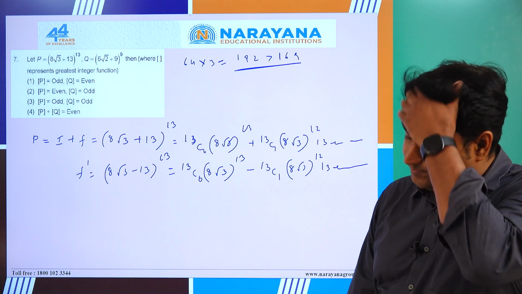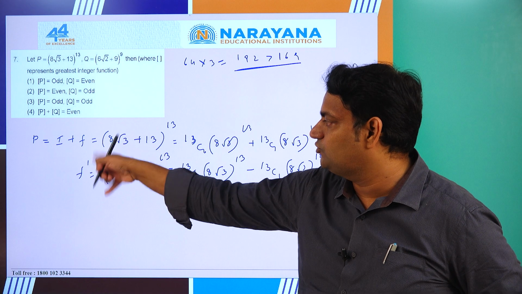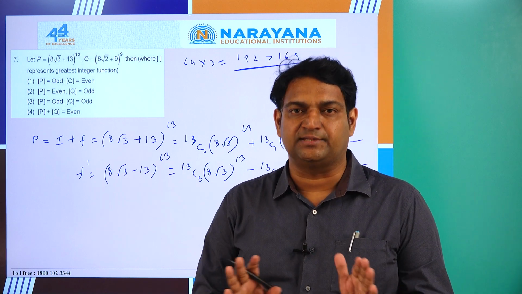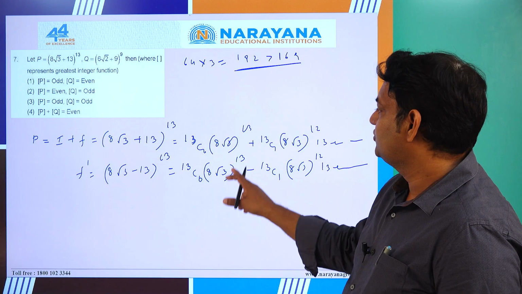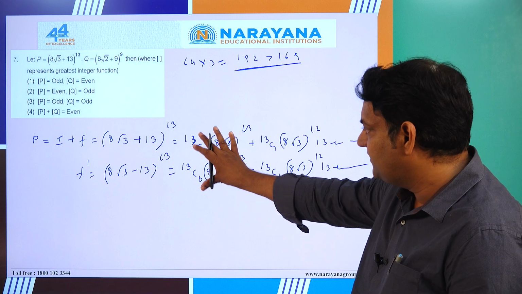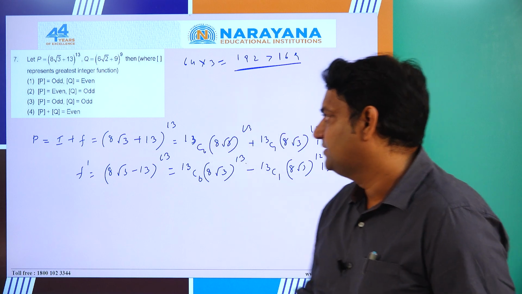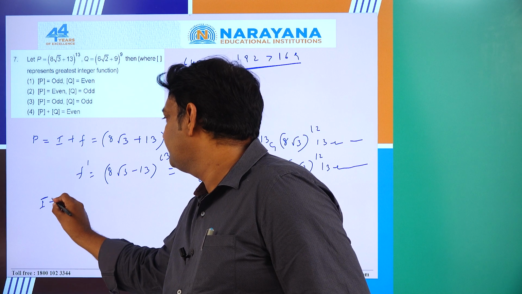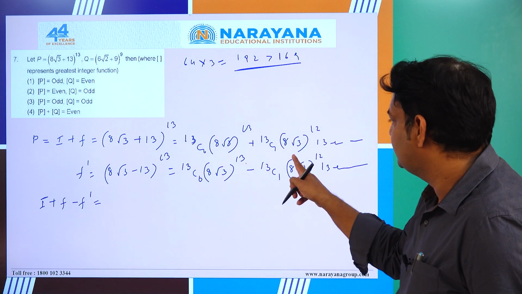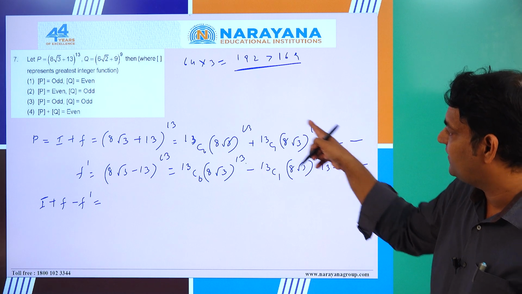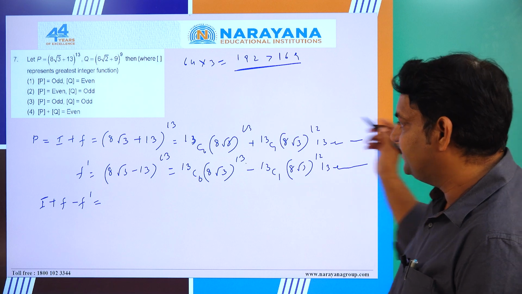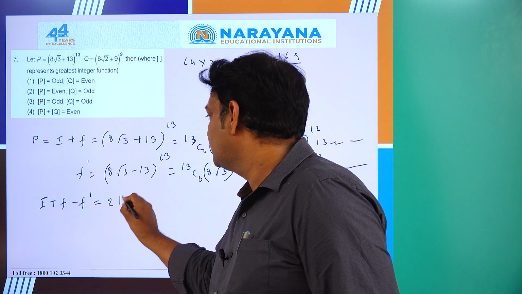Now the next step is important: whether we have to add these two or subtract these two. The logic is very simple. We don't want any irrational terms. 8 root 3 power 13, an odd power, means an irrational term will be there, so we will subtract. So I plus f minus f dash: this will get cancelled, and 8 root 3 power 12 is completely rational. In fact, an integer, some 2k.